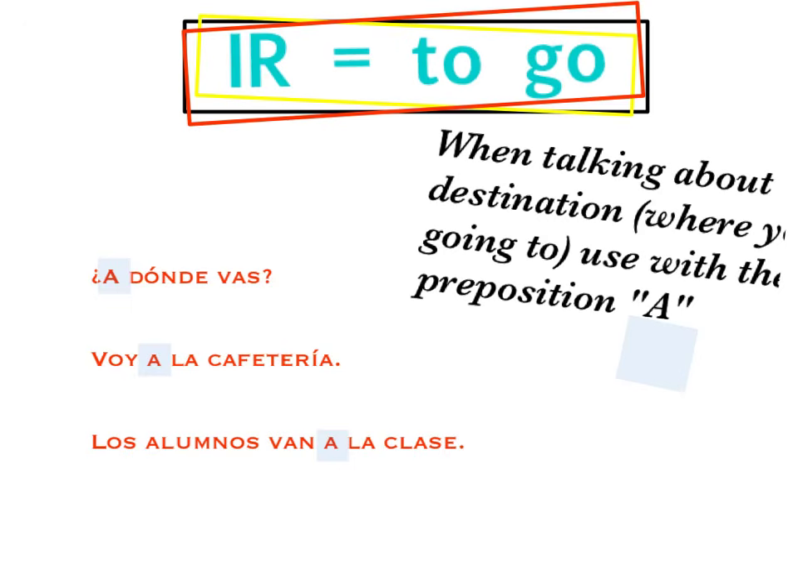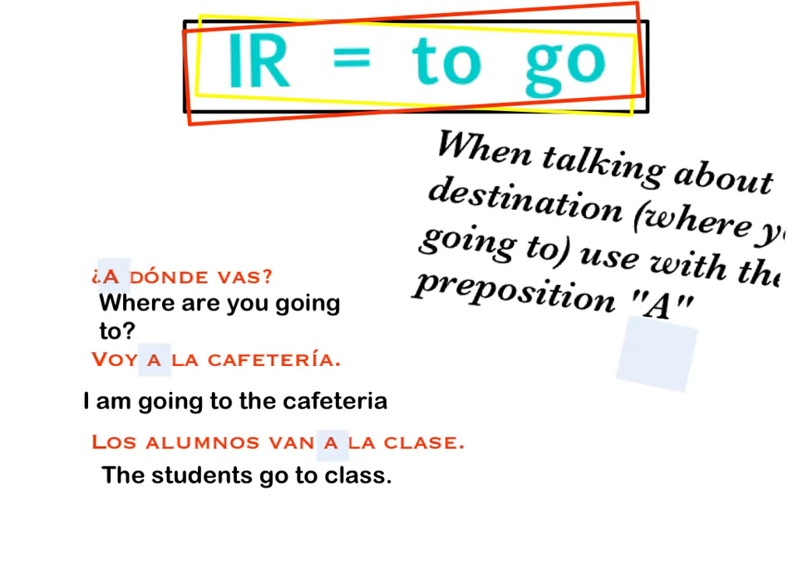The final verb we're going to talk about is the verb ir, which means to go. When talking about destination, which is where you're going to, use the preposition a. For example, ¿A dónde vas? Right? Where are you going to? Or voy a la cafetería, right? I'm going to the cafeteria. Los alumnos van a la clase, right? The students go to class.